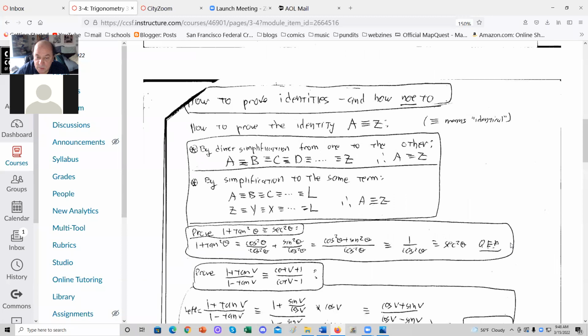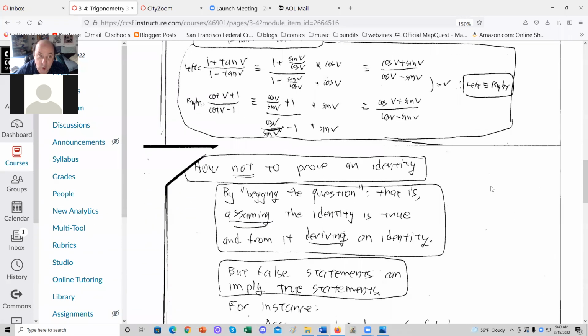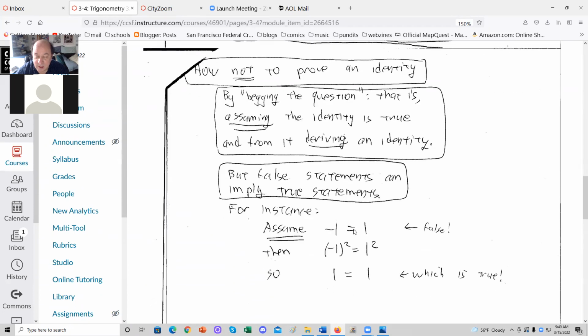Now, here are the two main methods of proving it: reduce one side to the other directly, or reduce both to the same thing. One way, please, do not use this. I've seen it so often. Do not treat an identity as an equation that you have to solve. I've seen people start by assuming the identity is true, and from it derive the identity.